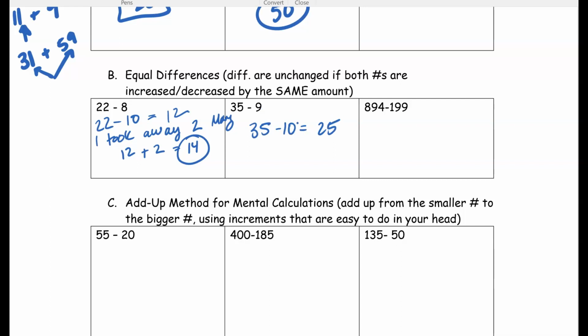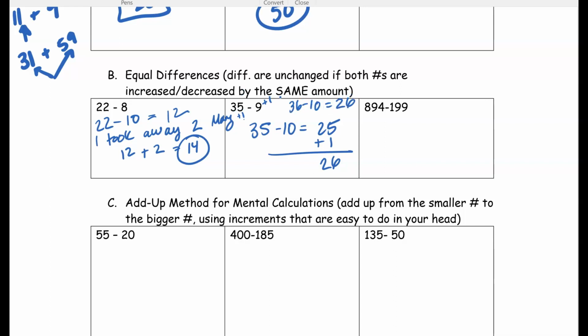Well, I took away 1 too many, so I'm going to add 1 back. So 25 plus 1 is 26. Now, if this doesn't make sense, another way you could think of it is you could add 1 here. Okay, so that makes 10, and you could add 1 there. So 36 minus 10 equals 26.